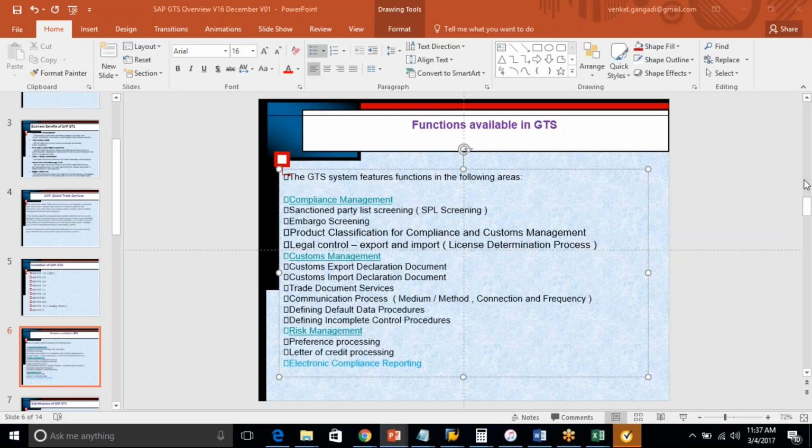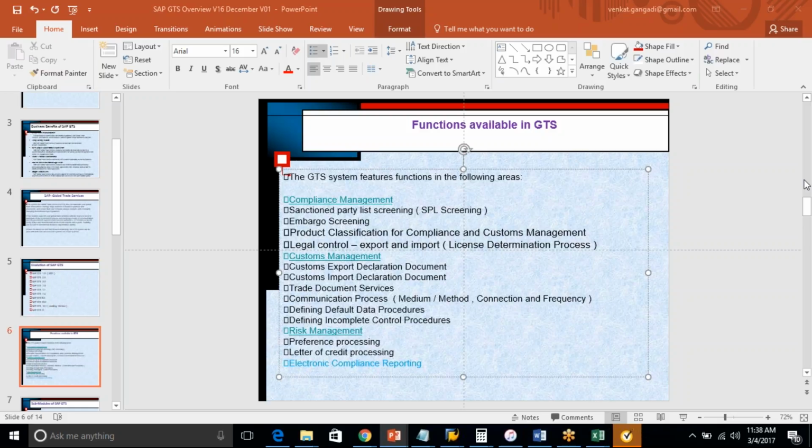This is Veer. One question for me: I am totally new to GTS and foreign trade, so I have no knowledge about either of them. You do not need to know anything about foreign trade. Even I didn't know anything about foreign trade. Even after becoming a GTS consultant, I only understood that there is something called foreign trade in ECC, which has similar kinds of functionalities. We do not need to know anything.